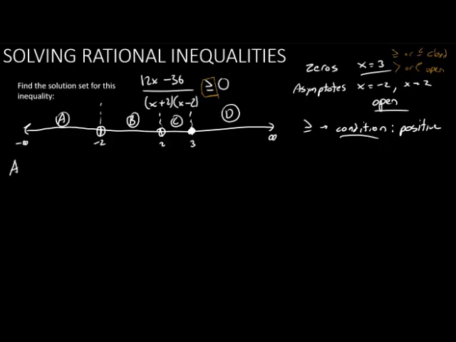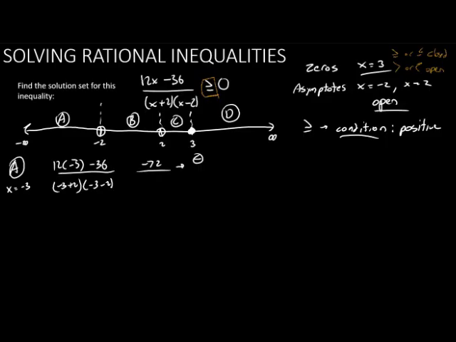We'll begin with region A, and we'll pick an x that is less than negative 2, and we'll land in region A. Let's try x equals negative 3. On top, we'll have 12 times negative 3 minus 36. On bottom, we'll have negative 3 plus 2 times negative 3 minus 2. 12 times negative 3 will give us negative 36. If we subtract another 36, we'll get negative 72. We don't really care that much about the number, though. We care that it's negative.